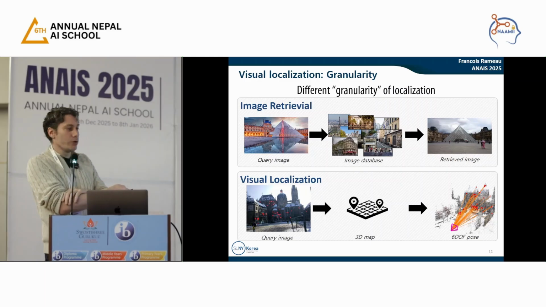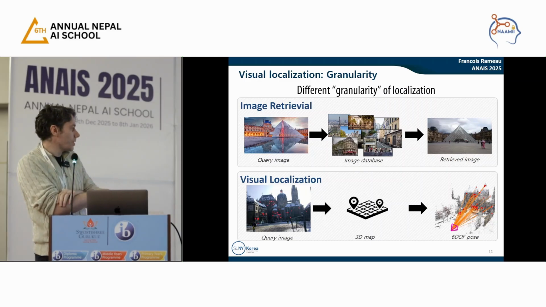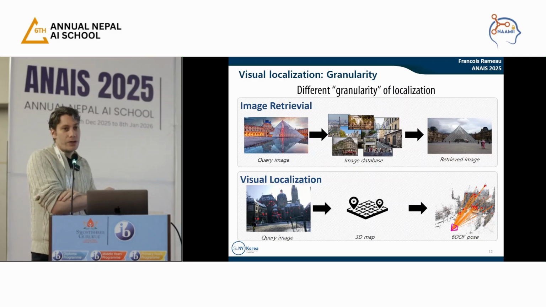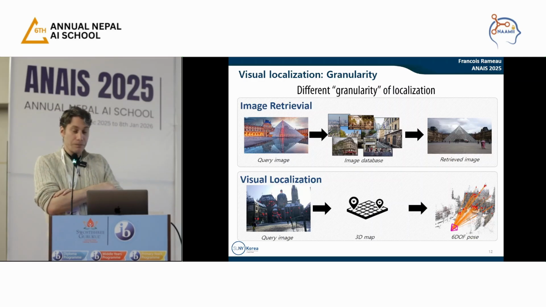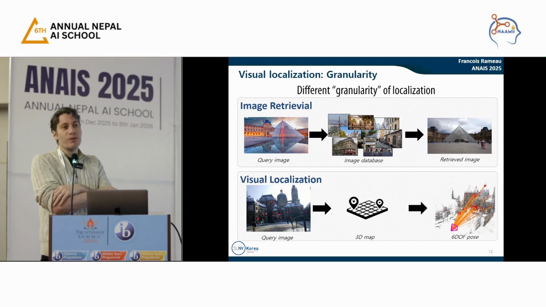The real goal of visual localization in general is to localize yourself much more accurately than this, at the very exact location where the image has been captured. It's a topic that has actually attracted quite a lot of people for the past 20 years at least, and people came up with different types of strategies.